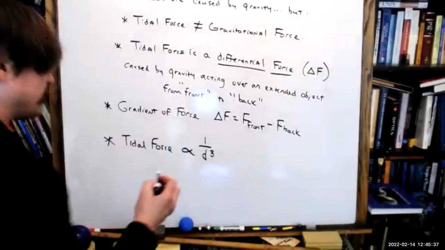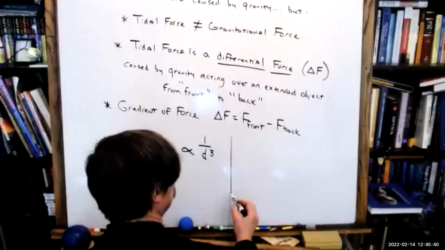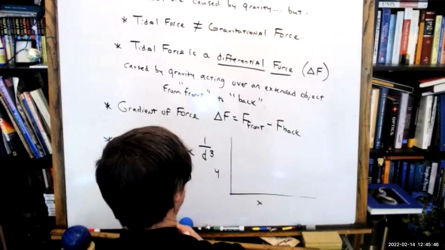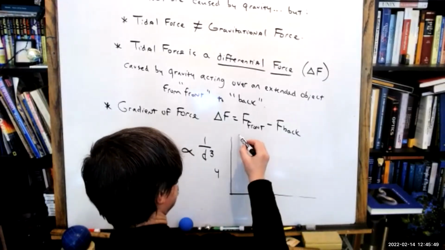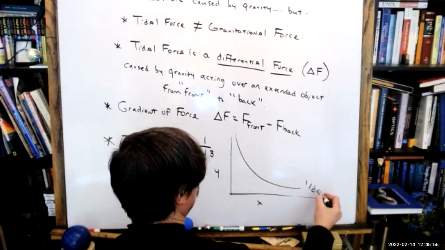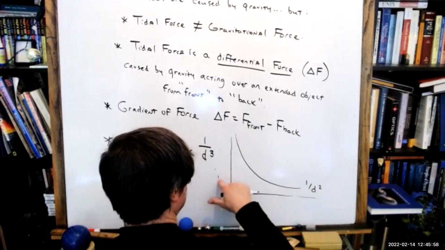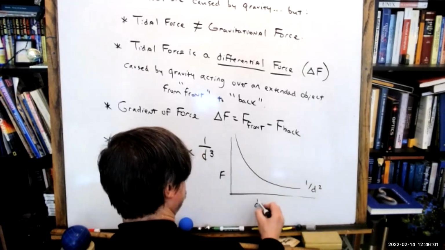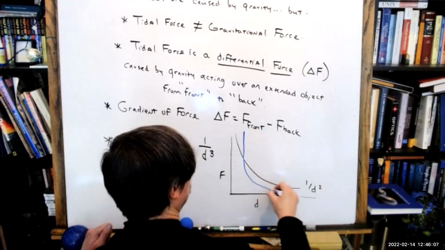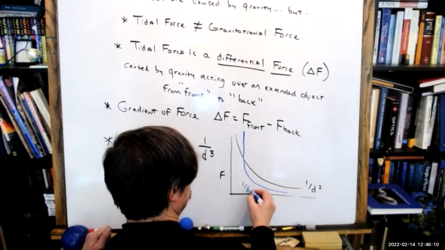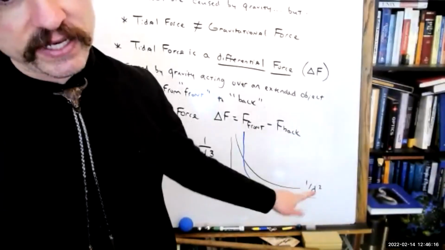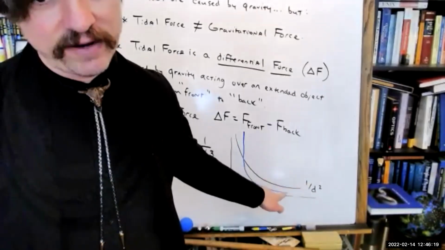I don't know if you guys remember your algebra class, but if you had to graph these two equations of y versus x, if you did 1 over d squared, let's see if I can get this here. 1 over d squared looks like this. I guess this would be force versus distance, not x versus y. But 1 over d cubed looks like this. Which means when you're far away from the object, gravity is more intense than the tidal force.